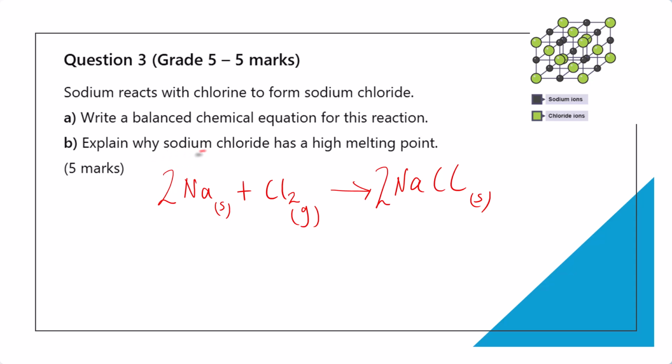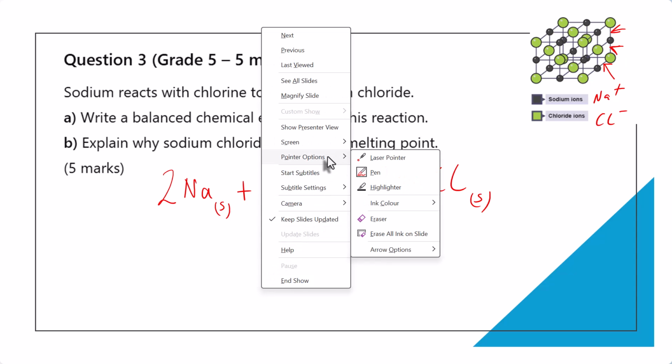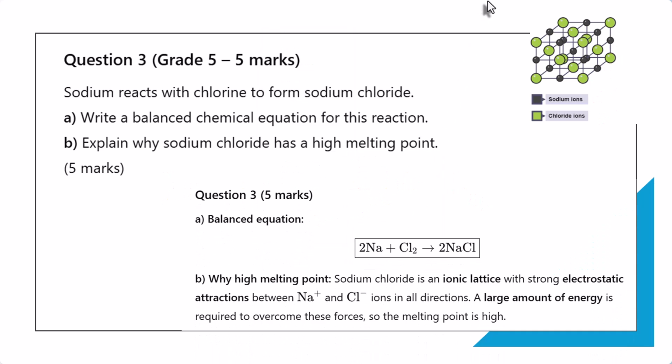Okay. Now explain why sodium chloride has a high melting point. Look at this structure here. The green is the chloride ion, Cl minus, and the black one is the sodium ion, Na plus. These ions have a strong force of attraction called electrostatic force of attraction, which needs a lot of energy to break. So basically this bond here is very strong, and this bond here is very strong, and this bond is very strong. You see that? You need a lot of energy to do that. Because of that, the melting point is very high. All right. There you go.